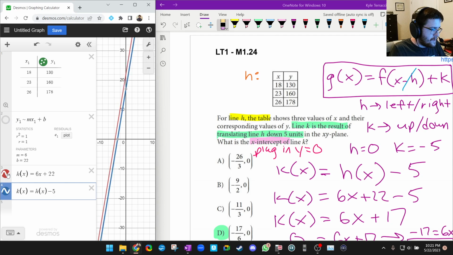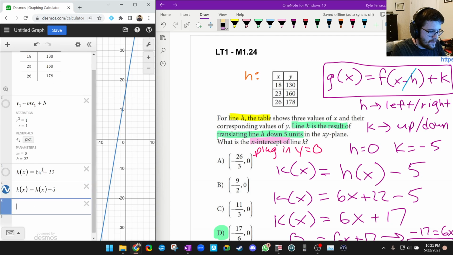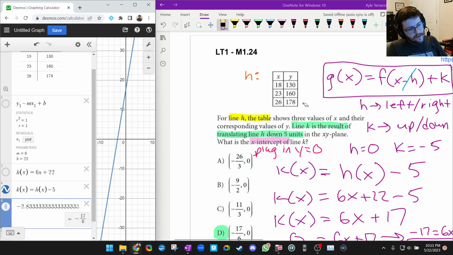Let's get rid of the red one because we don't care about that. And it says the y-intercept is negative 2.8333. So let's see what that gives us. Negative 17 over 6. Great.